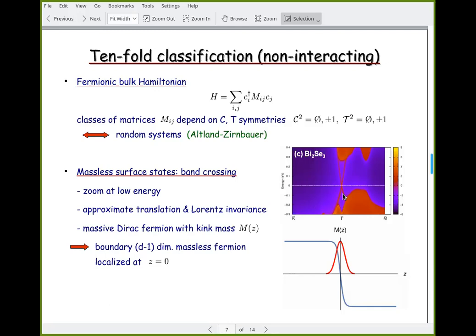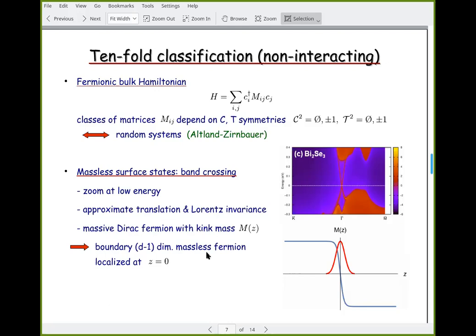And if you have this kind of level states which cross, you can understand that they are robust because you can deform the Hamiltonian a little bit, that will deform the position of these a bit, but the fact that there are bands connecting it remains. And then, okay, how would you explain this in terms of continuum field theory? Well, you have to take a low energy description. Then you have to say, I have approximate translation invariance. Then you go to the boundary.